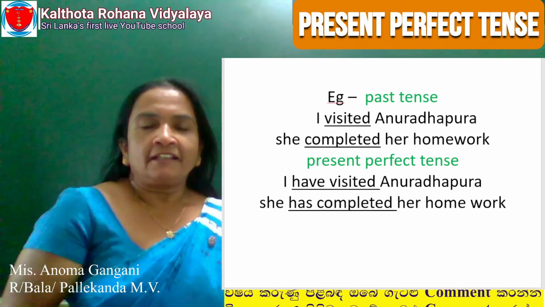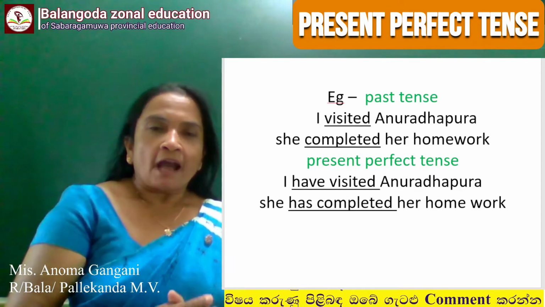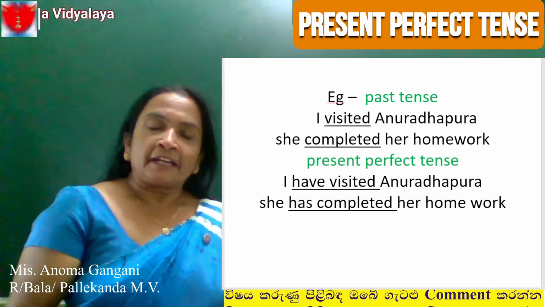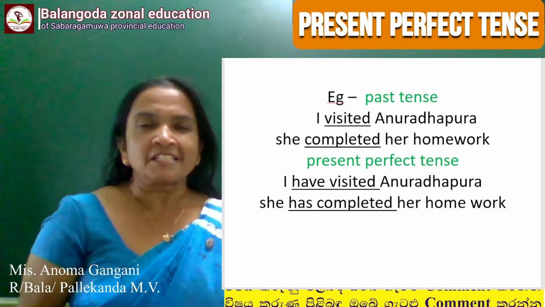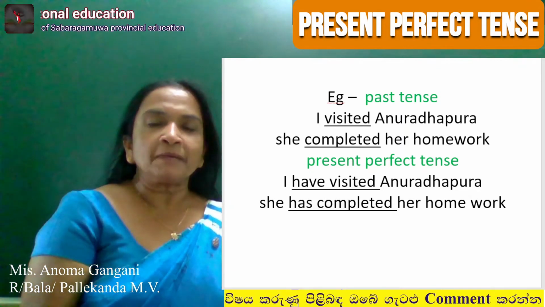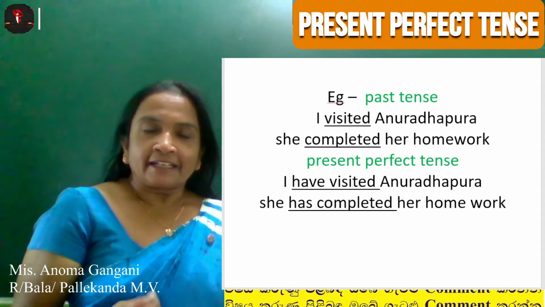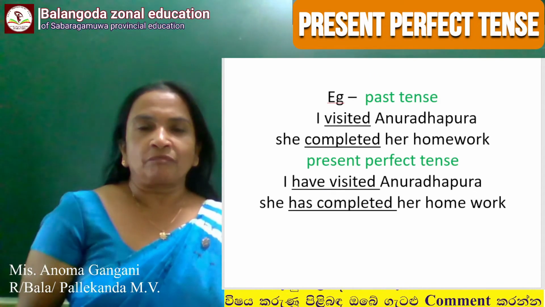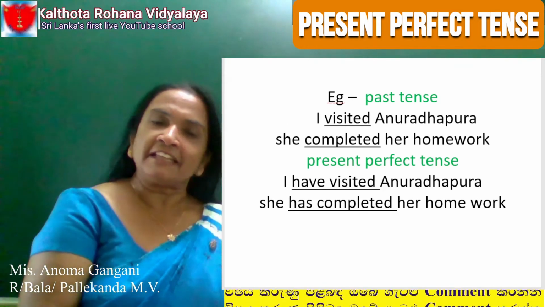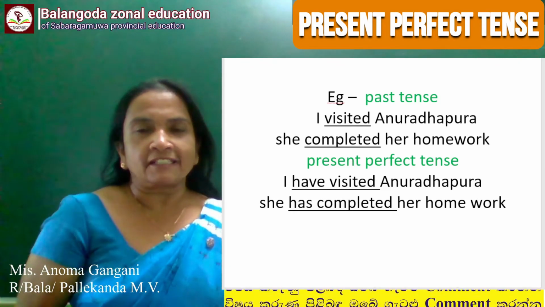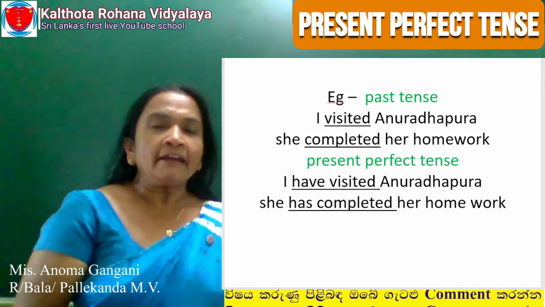Homework is finished. Then next, present perfect tense means I have visited Anuradhapura. Just we talk about that one, at present also we talk about that. She has completed her homework. Finished, but talking about that. The past tense we don't talk about, it's past. But present perfect tense, in the present also we are going to talk about that one. Right?